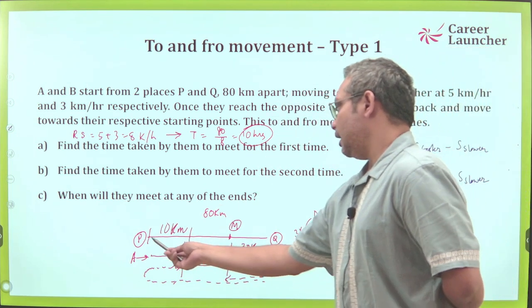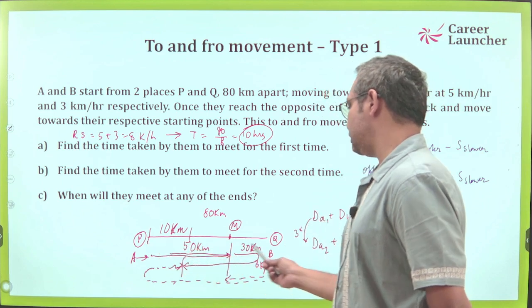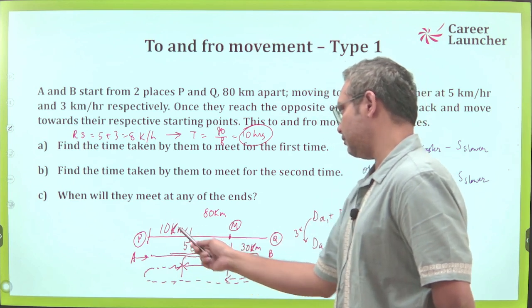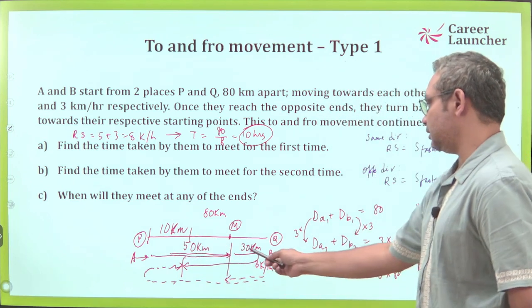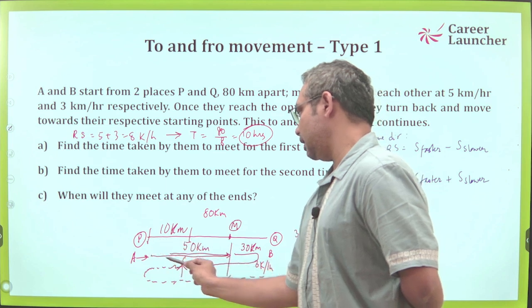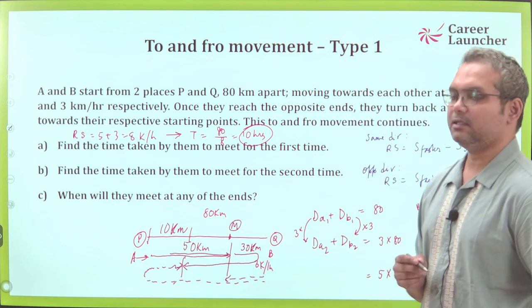Why? A has to cover 50 times 3, that is 150. So, that is 80 plus 70. So, 10 kilometers left. B also should have covered 30 times 3, 90. Let us check. B covered the full 80 and came back 10, and that is how B covered 90 kilometers.